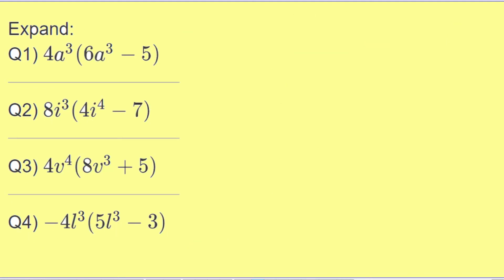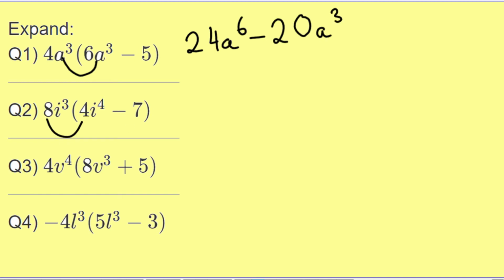Okay, moving on. Some even more tricky ones. So again, with the numbers first. 6 times 4, we've got 24. From our indices lesson before, remember when you have a power multiplied by another power, you add them together. So it's going to give us a to the power of 6, 3 plus 3. Now we're going to have 4 times 5, which is 20, and we just bring the a cubed from there. A cubed. Okay, the next one, 4 times 8 is 32.